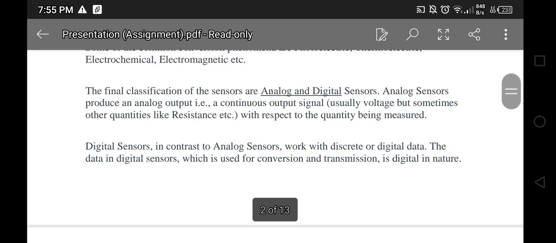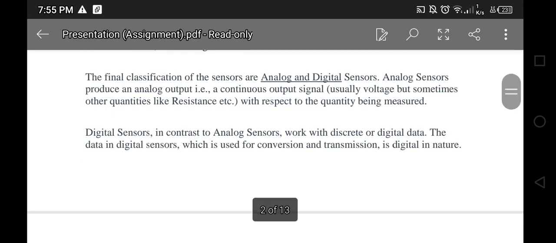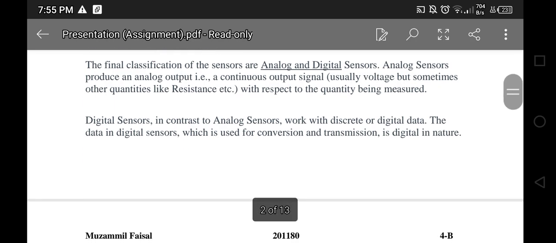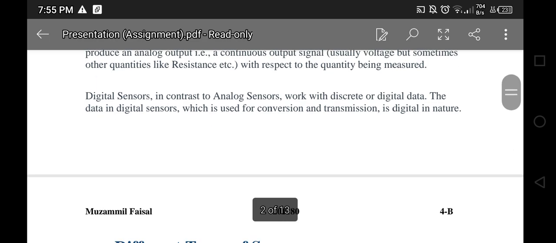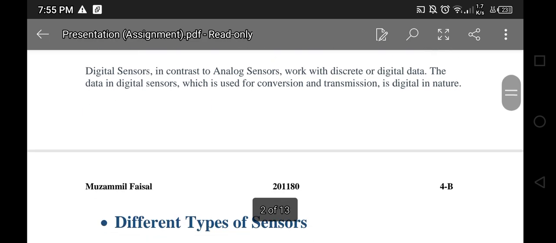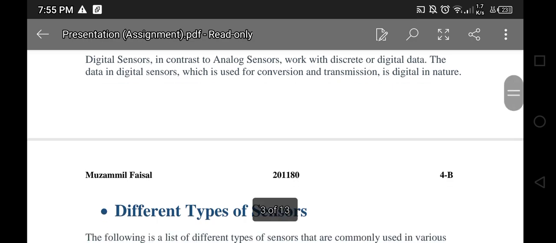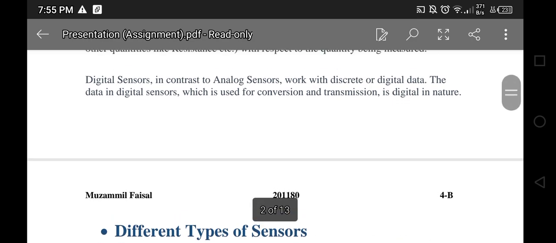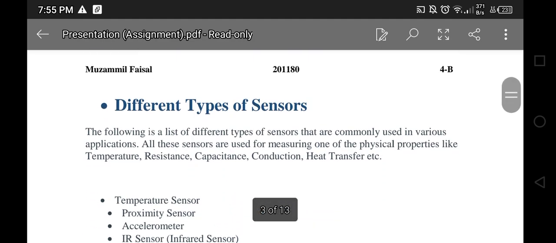The final classification of these sensors would be analog and digital. Analog sensors are those which provide an analog output, while on the other hand, digital sensors are those which work with discrete or digital data. The data in digital sensors, which is also used for conversion and transmission, is digital in nature.